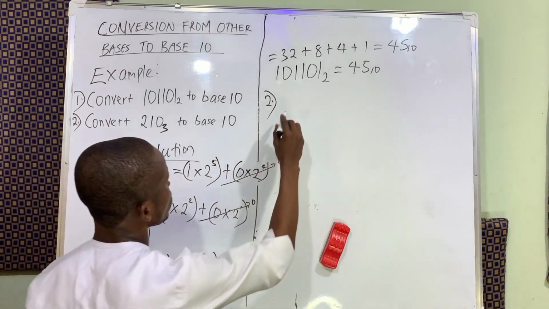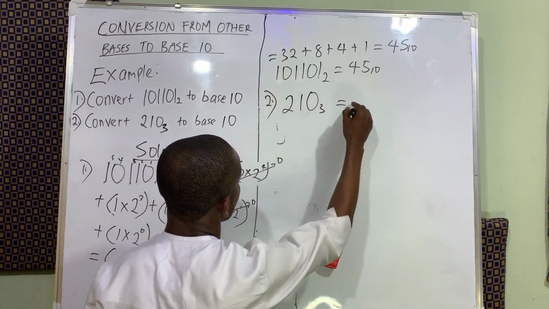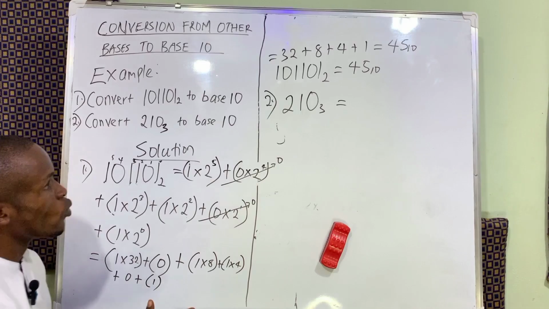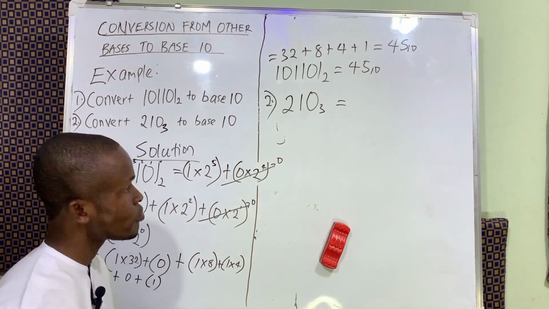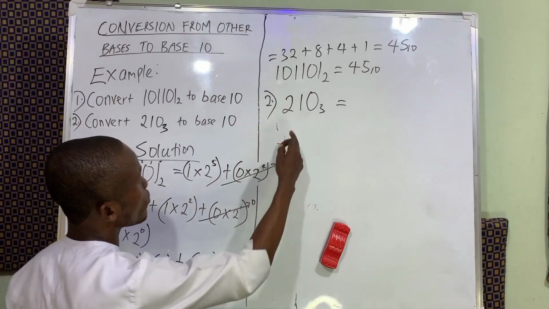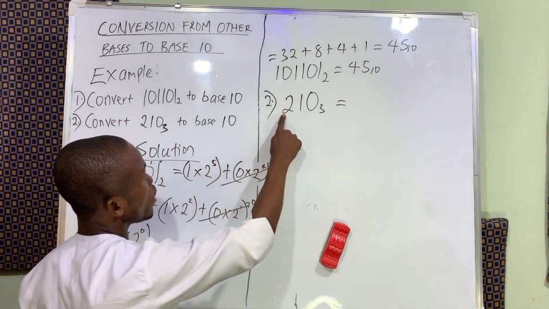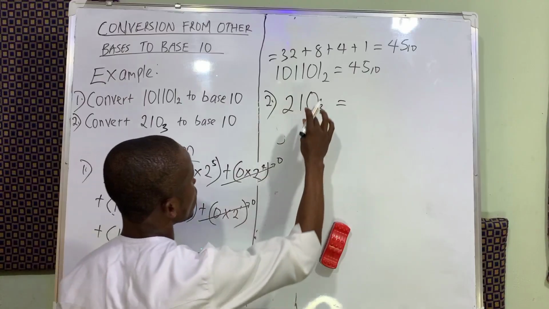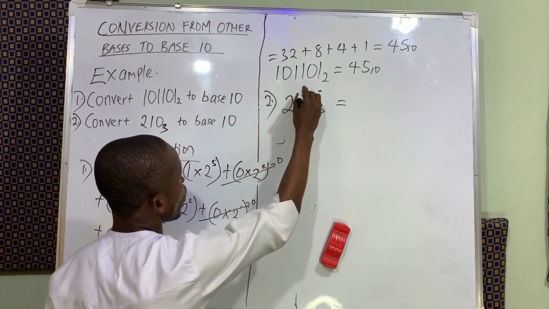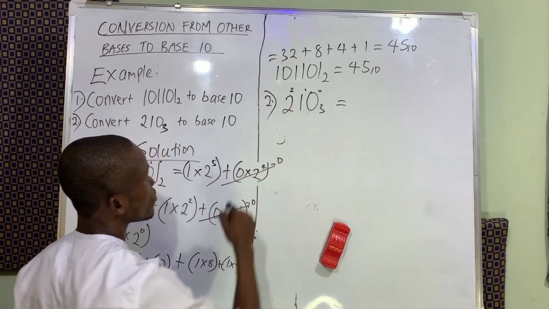Next question says, convert 210 in base 3 to base 10. Now the same process is applied. 210 in base 3. When we have this number, we apply the knowledge of place value. The first number here represents the unit. The second number represents the tens, and so on. So here will be the hundreds. So for the units, we have the 0 attached to it. For the tens, we have the 1 attached to it. For the hundreds, we have 2 attached to it.